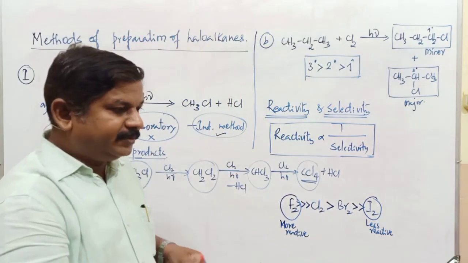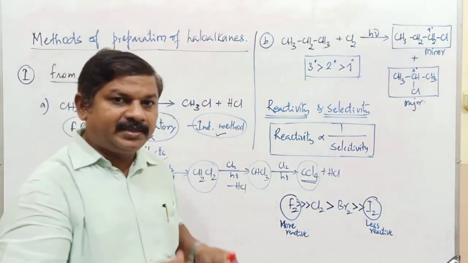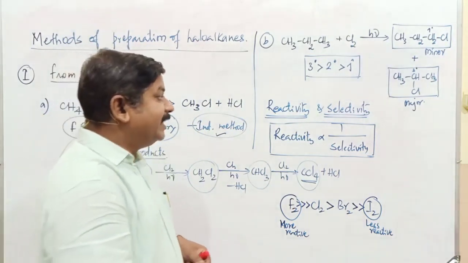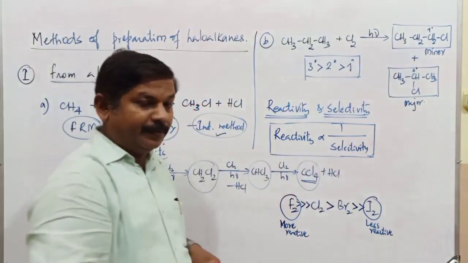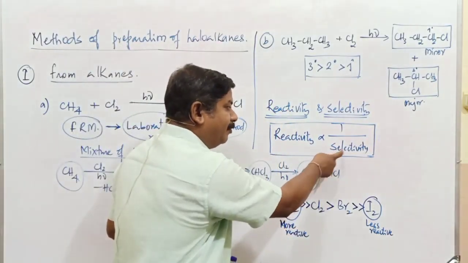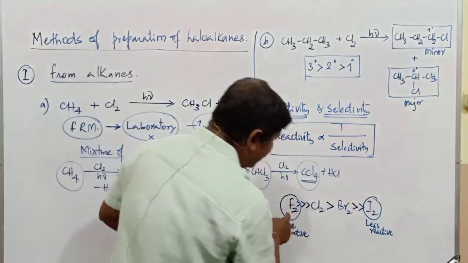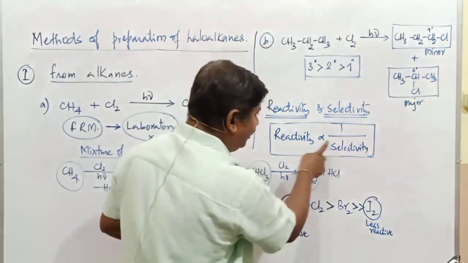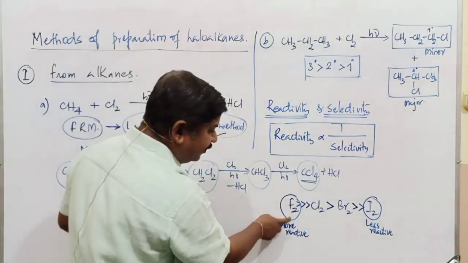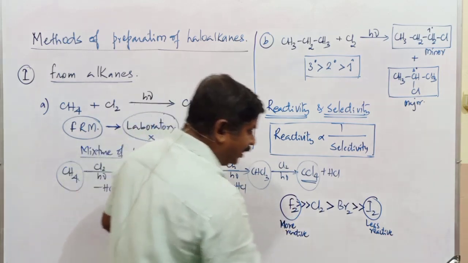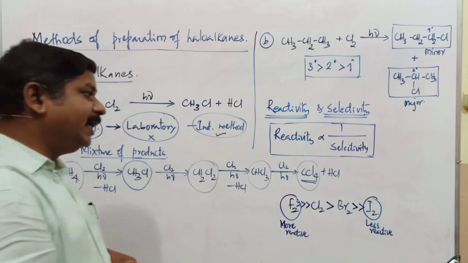And generally, if you consider the different types of celebrities, most of them are considered more selective than reactive. If any person is more selective, his reactive nature is less. In the same way, a substance that is more selective in nature is going to be less reactive. So here, the more reactive one is fluorine, hence it is less selective, while iodine is less reactive but more selective in nature.